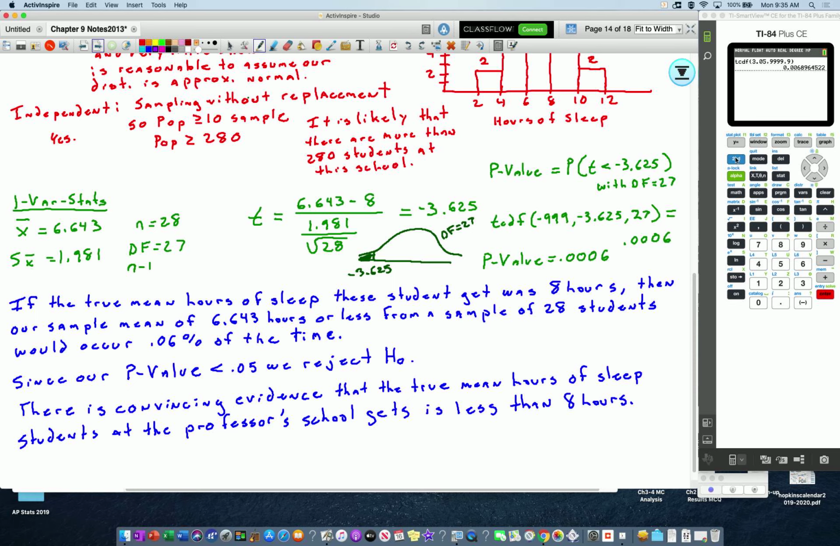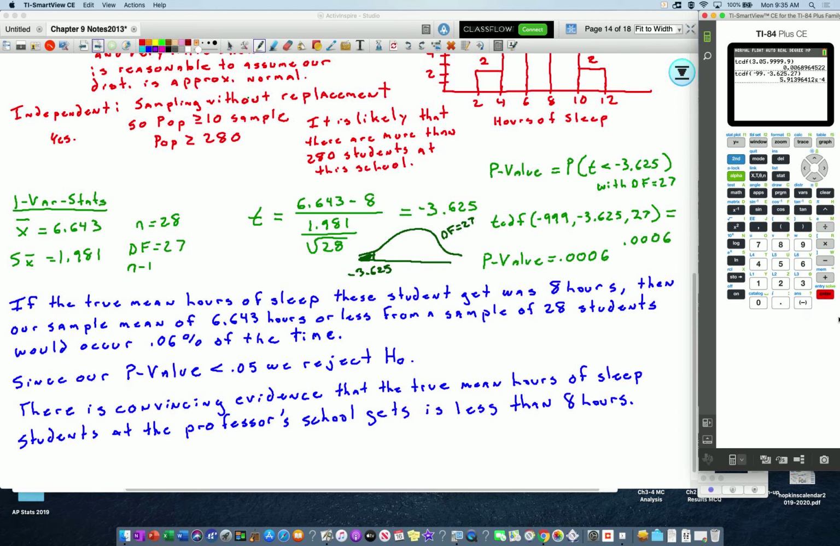Just to let you know, I'll even try to show you this one since I'll take a second to do that, partially because sometimes this one gives students fits. So if I go negative 99, negative 3.625, and my degrees of freedom is 27, I'm going to paste that in there and hit enter.